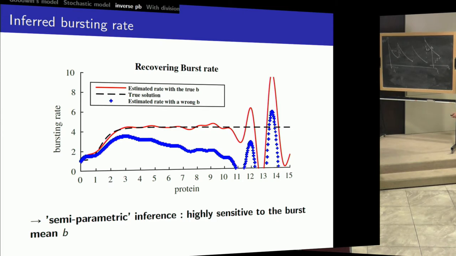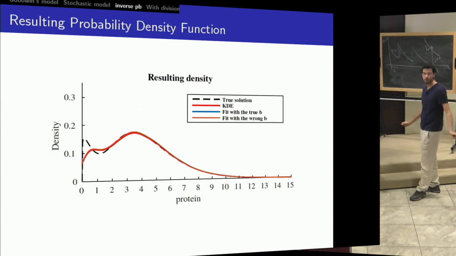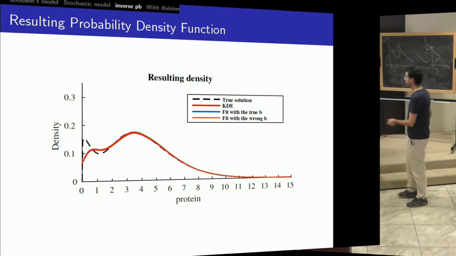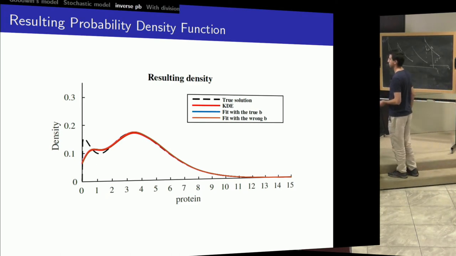So it's kind of, I call it semi-parametric. I don't know if it's the standard way to call it, but it is highly sensitive to the burst mean, and you have to know in advance what is the true value of B. So one way to get rid of this is to impose conditions to restrict the state space of lambda, where you're going to look for lambda. Before going to this, you have the wrong lambda and you have the wrong B, but the fit is still good. This is typically an ill-posed problem. The fit is perfect, but you don't have the right parameter, which means non-identifiability, ill-posed problem. You cannot distinguish by the fit.